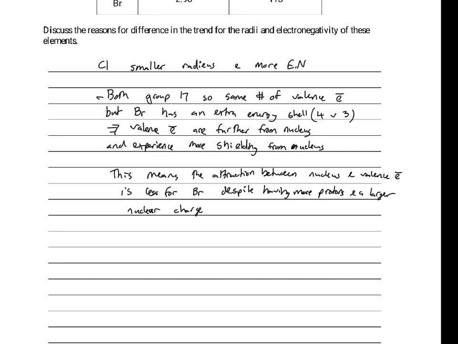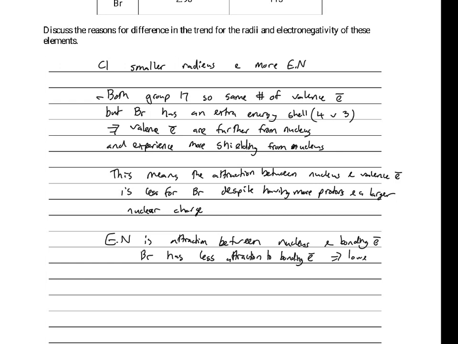Now, in terms of relating this to the question, we're meant to talk about the radius and the electronegativity. So to talk about electronegativity, you need to define it first. You need to say what it is. So electronegativity is the attraction between nucleus and bonding electrons. And up the top, we've just discussed that the attraction for Br is less. So Br has less attraction to bonding electrons, or valence electrons, because the valence ones are the ones that bond. Therefore, it's a lower electronegativity.